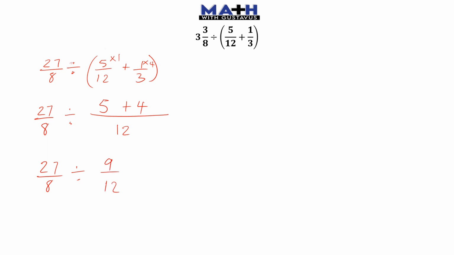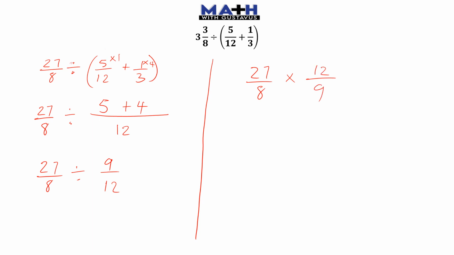Now the problem is just a division problem. Remember now, when we're dividing, we write back the first fraction as is, so that's 27 over 8. Then we change our division to multiplication. Then we reciprocate our second fraction. Hence we'll have 12 over 9.